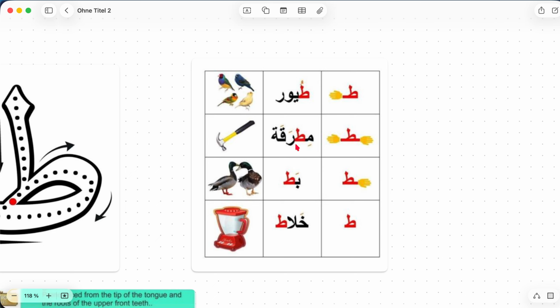مطرقة. In the middle of a word, Ta here in the middle has two hands, from right and from left. Now the letter Ta at the end of a word, connected, like but. Ta here is connected, and خلاط has the letter Ta at the end of a word.